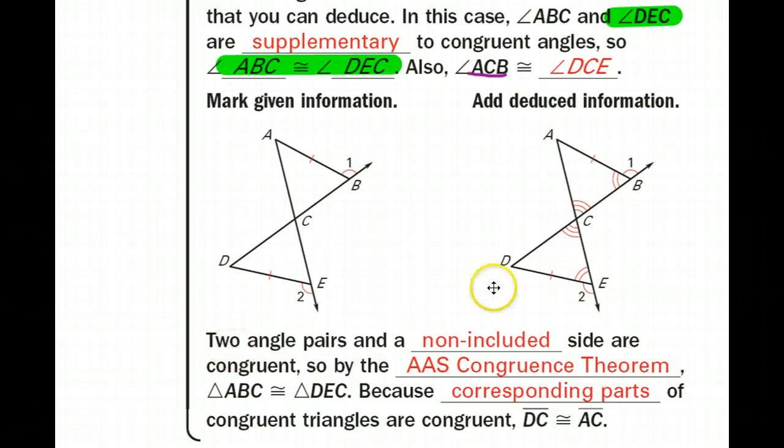And since we can use angle, angle, side to prove that the two triangles are congruent, then we know by CPCTC that the corresponding parts are also congruent. So therefore DC is congruent to AC, and the reason being is CPCTC.